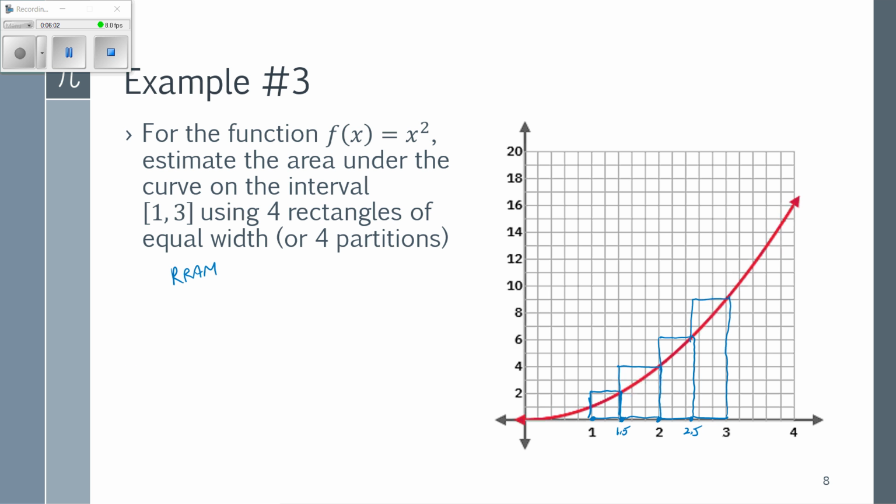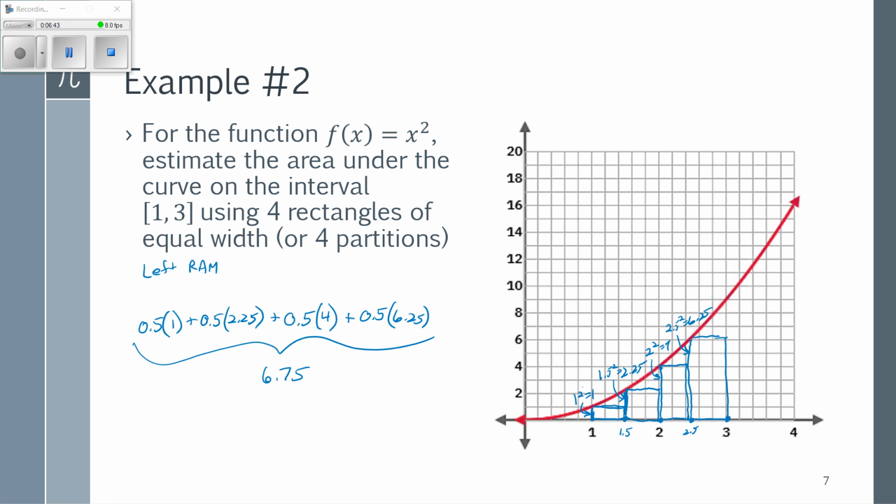So now when I'm finding my first rectangle between 1 and 1.5, the width is 0.5. The height is 1.5 squared, which is 2.25. For my second rectangle, the width is 0.5. The height is 2 squared, which is 4. For the third rectangle, the width is 0.5. The height is 2.5 squared, which is 6.25. And for my fourth rectangle, the width is 0.5, and the height is 3 squared, which is 9. And when I go ahead and multiply all of that and add it together, I get 10.75.